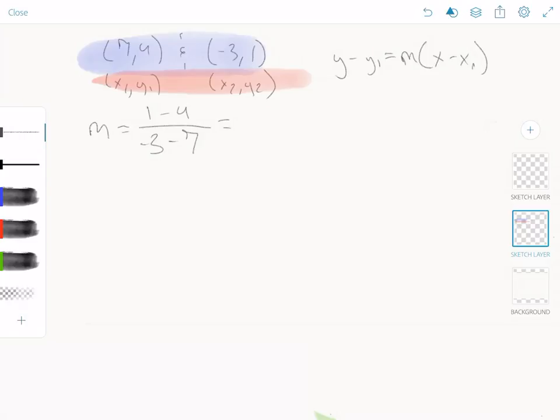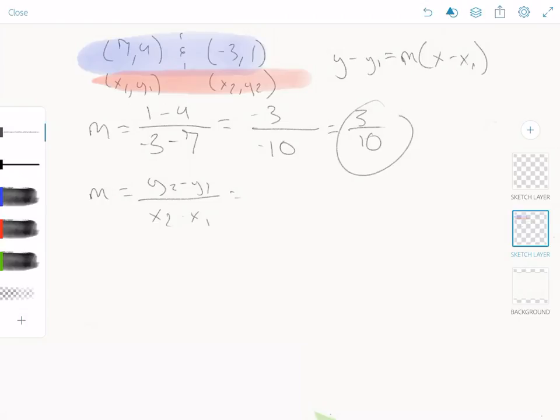And then the slope formula that we're using here is y2 minus y1 over x2 minus x1, and I'm just substituting in. So continuing on with the algebra, 1 minus 4 is negative 3, negative 3 minus 7 is negative 10, so negative divided by negative is positive, and that's going to cancel out to a slope of 3/10.